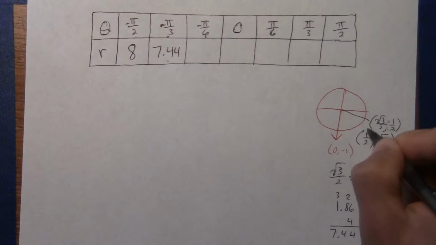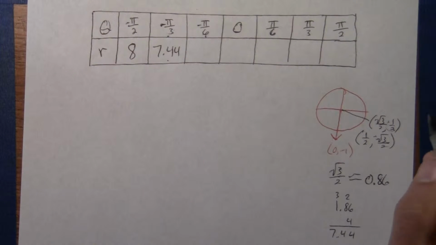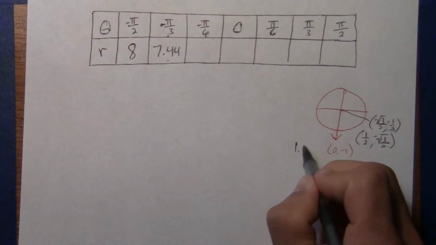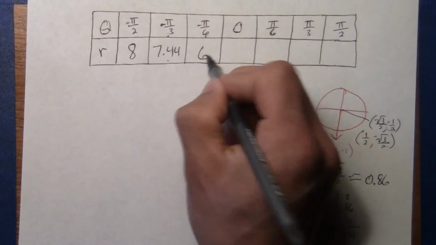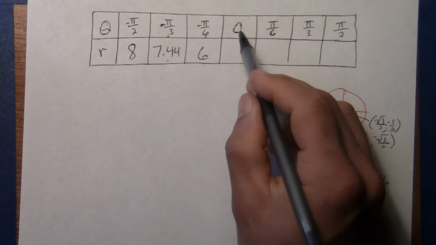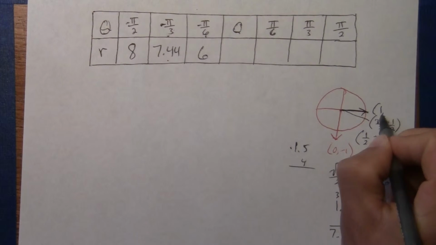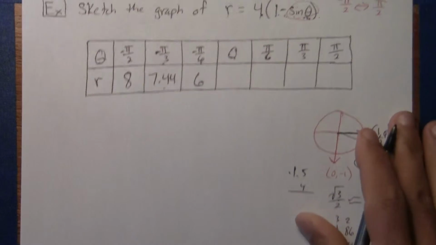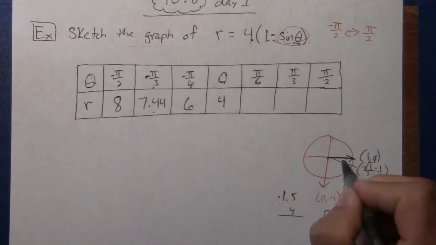And of course it's negative because it went down. So it's 1 plus 1/2, or 1.5, times 4. If you need to multiply that out, you've got 4 times 2, it's going to end up giving you 6. Alright, 0 degrees or radians. At 0 degrees, I know the point is (1, 0), so the sine is 0. So it's 1 minus 0 times 4, or 4.